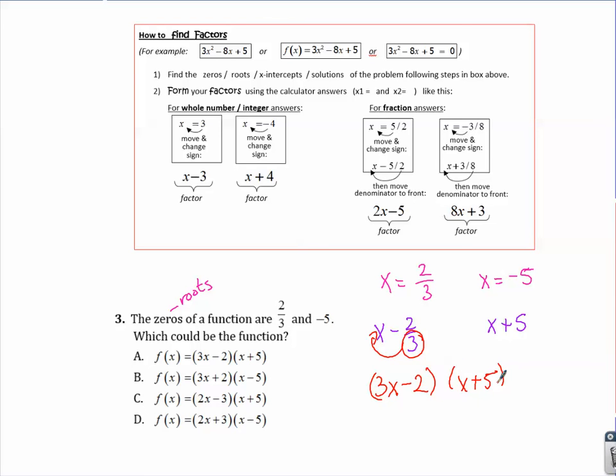So the function that could be with zeros of 2/3 and negative 5, if I want to write it out, would be f of x is equal to 3x minus 2 times x plus 5. Those are my two factors. I look to see where do I have that 3x minus 2, x plus 5. That is answer choice A.